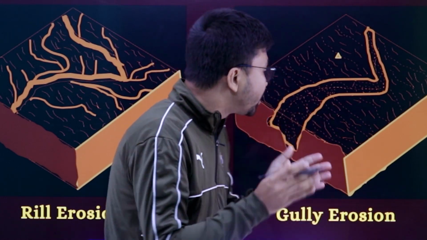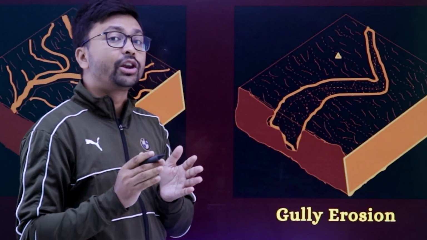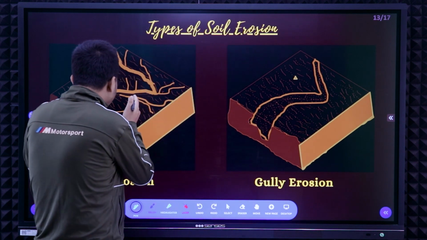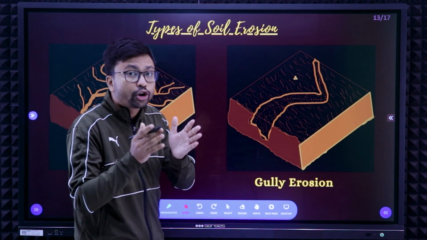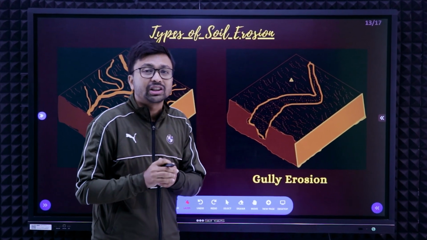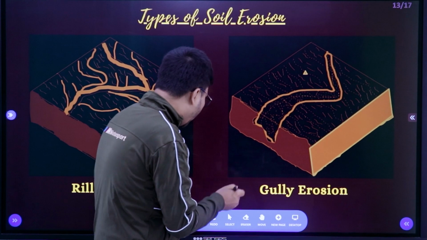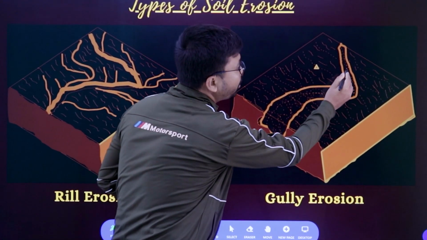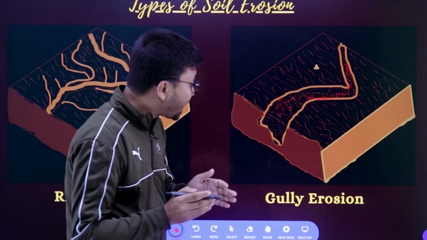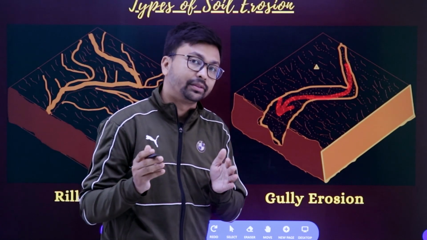Now let's talk about another one, that is gully erosion. For gully erosion, remember, the land is much more inclined. When the land is much more inclined, all the rill water joins together and makes a comparatively deeper cut on the land mass, and the whole water passes together through the land mass. That is called gully erosion.